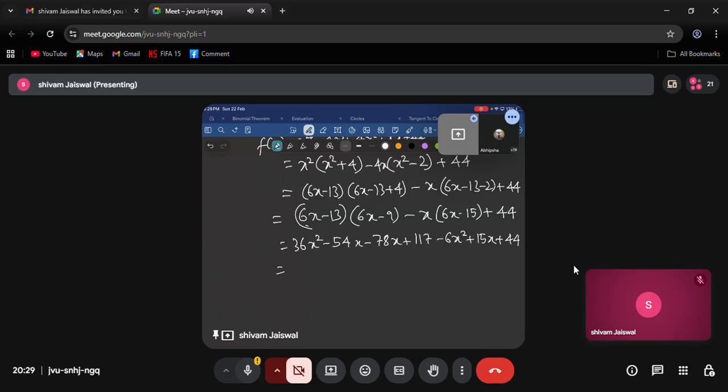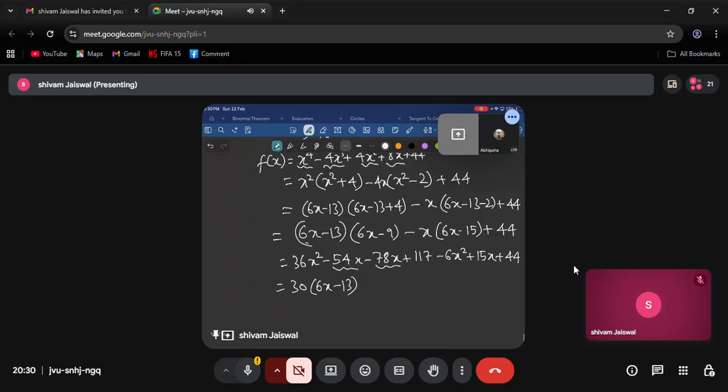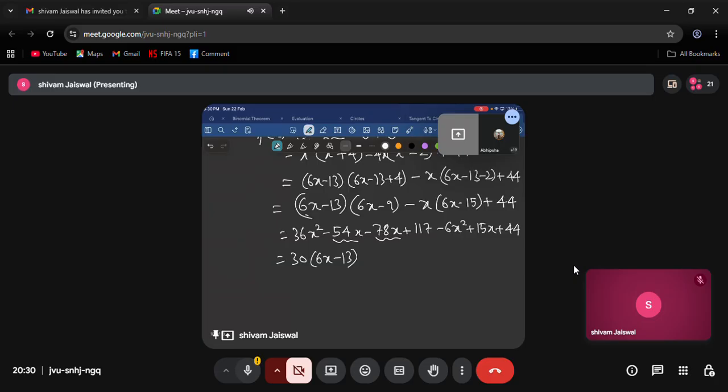Next, 36x square minus 6x square will become 30x square. So again 30 into 6x minus 13, minus 54x minus 28x will give us how much? Minus 54x, minus 132. I think I have done some mistake. Minus 132 plus 15 is how much? 117. Minus 117x plus 117 plus 44. That will give us 161. Okay, x is not getting cancelled, so that means I have done some mistake somewhere.